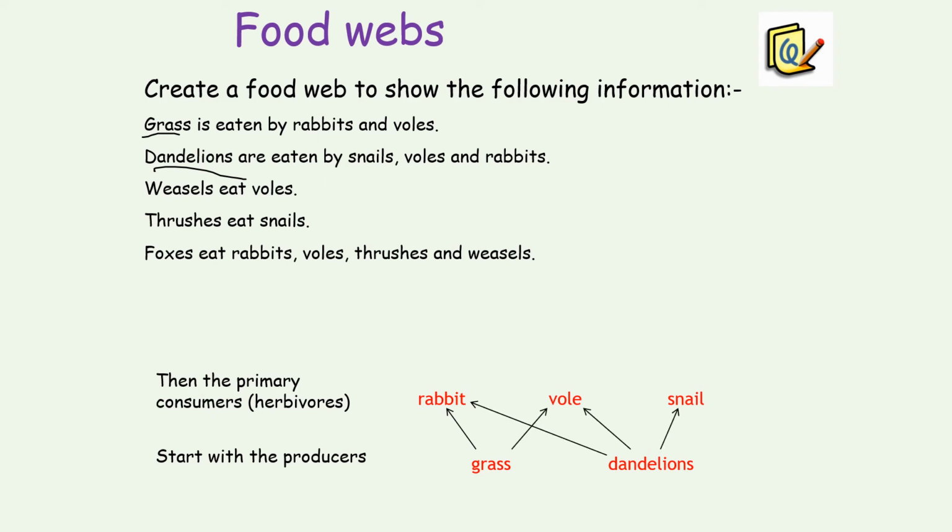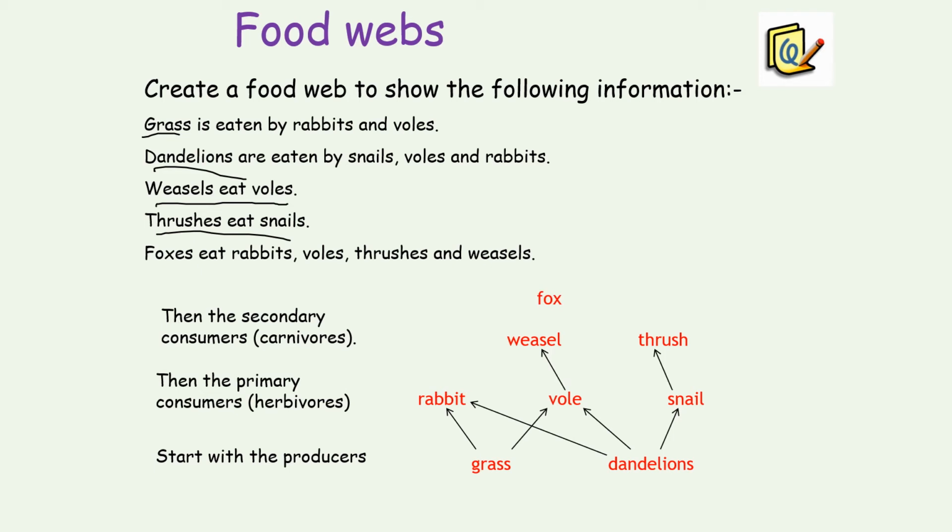So then we know that our weasels eat our voles. So let's look at the secondary consumers. And our thrush eats our snail. So we need to add our arrows. And our foxes eat our rabbits, voles, thrushes, and weasels. So our fox is a tertiary consumer, but it's also a secondary consumer. So well done if you managed to get that correct.